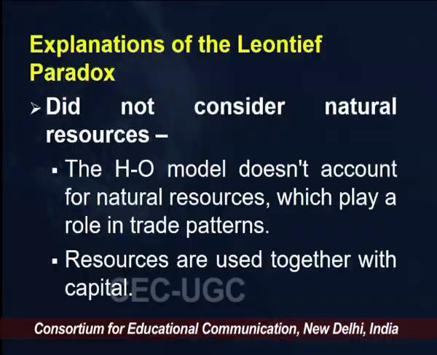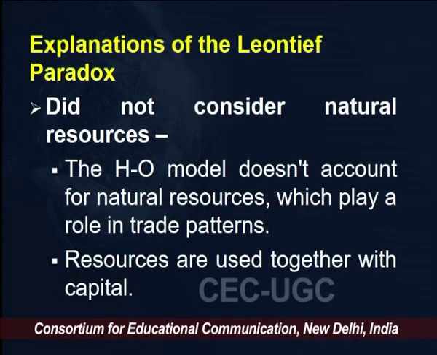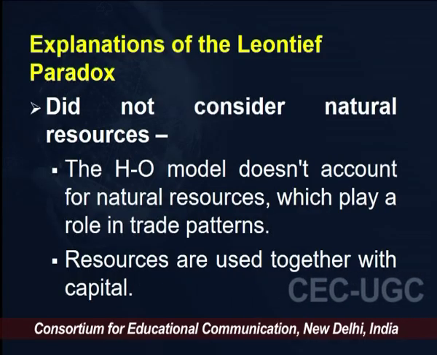So, this is contradictory to what they have expected. So, skilled labor is very important. The HO model did not consider natural resources. The HO model does not account for natural resources, which play a role in trade patterns. While in Leontief paradox, we are also considering the natural resources.